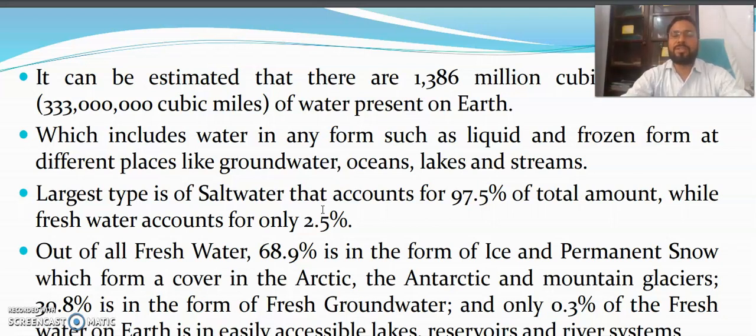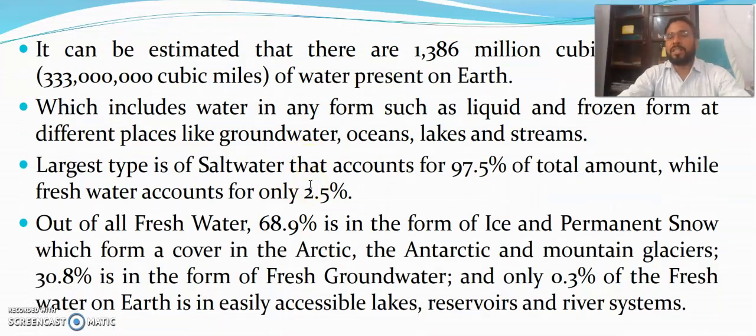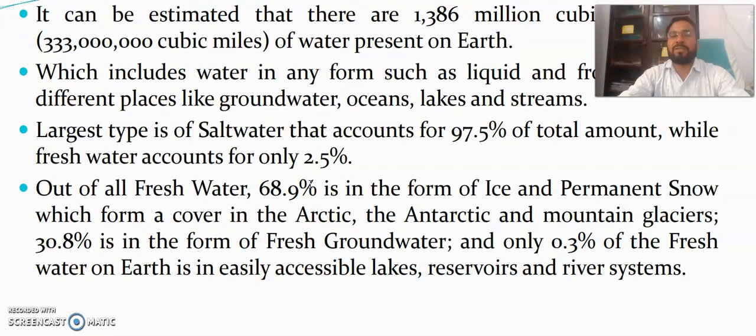Out of all fresh water, 68.9% is in the form of ice and permanent snow, which forms a cover in the Arctic, the Antarctic, and mountain glaciers. 30.8% is in the form of fresh groundwater, and only 0.3% of the fresh water on earth is in easily accessible lakes, reservoirs, and river systems.